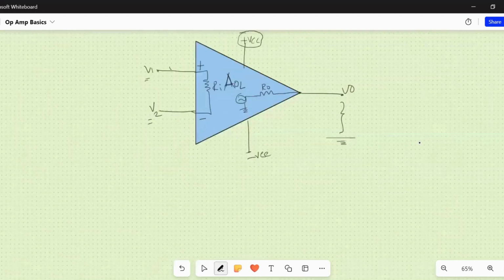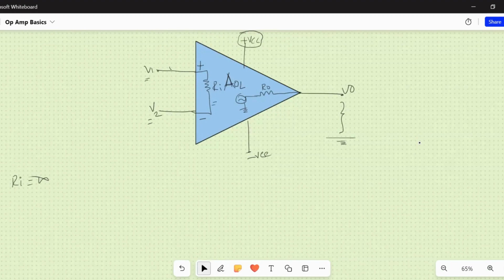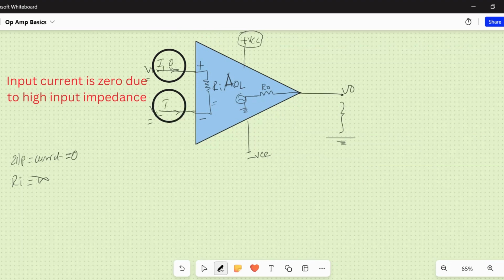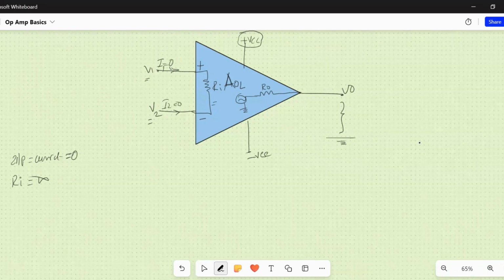The first and foremost thing is infinite input resistance. This Ri is infinity. So the input impedance is so high that the input current is zero. Input currents I1 and I2 are equal to 0. So the input resistance is high here.